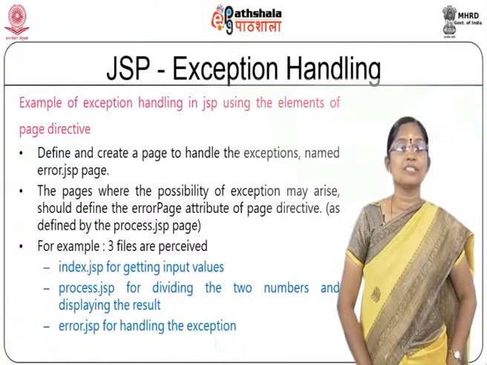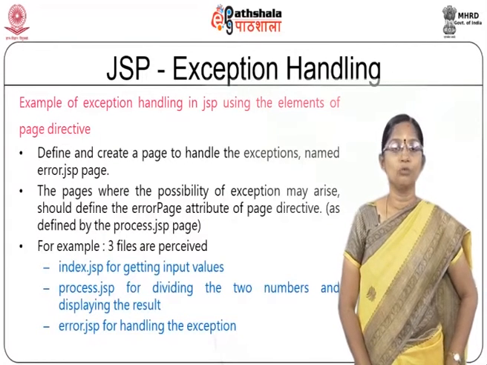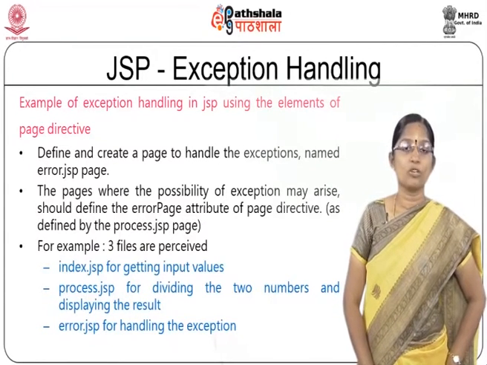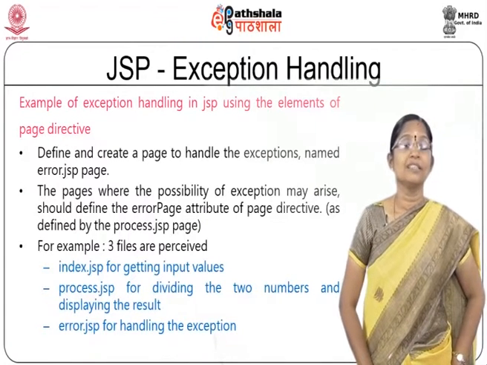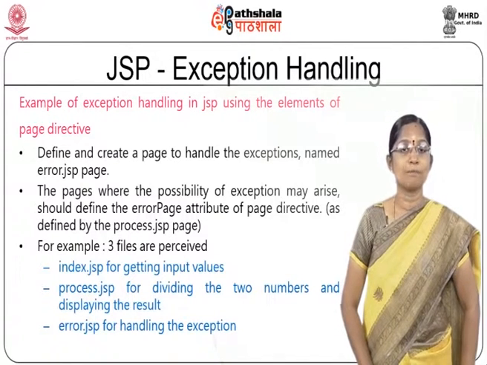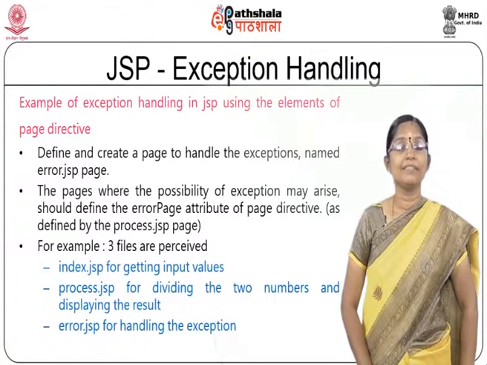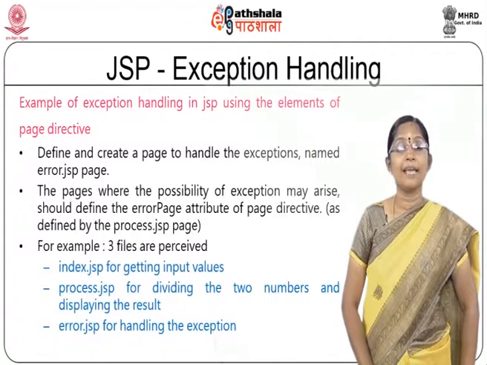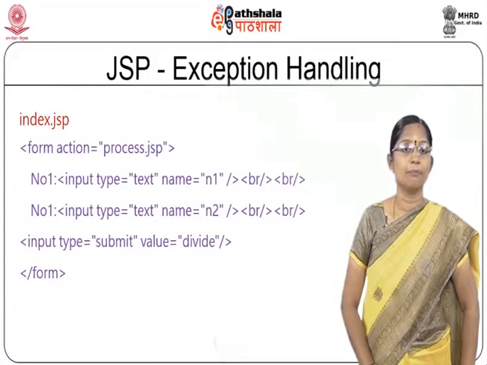There are three JSP pages. One is called index.jsp, which is used for getting input values. The second one is called process.jsp, which is used for dividing two numbers and displaying the results. The third one is called error.jsp, which is used for handling the exception. Here we set the isErrorPage attribute of the page directive. So, whenever an error may occur in the process, this error.jsp will be invoked automatically. You can see the example.